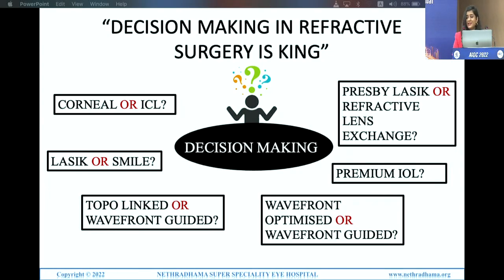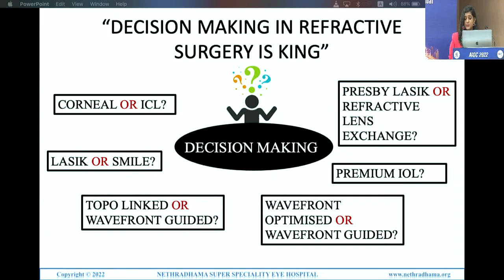Now, the first thing that I was taught in refractive surgery was that it's not the actual surgery that's the most important, but the decision making. The decision making helps your patient more than anything. So we come across these questions very commonly in our daily refractive practice.